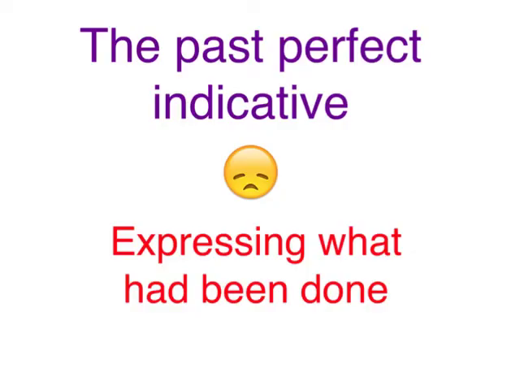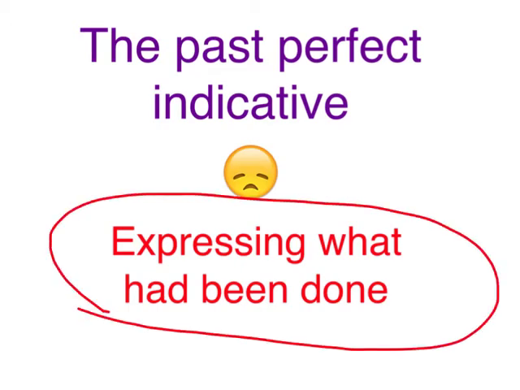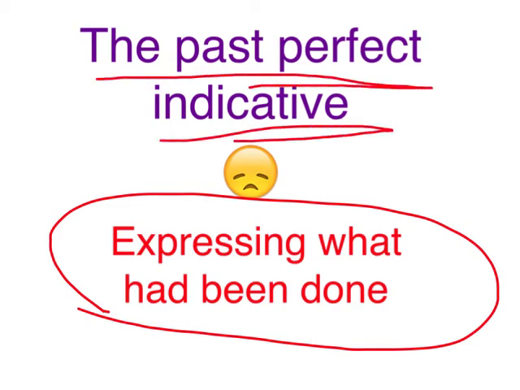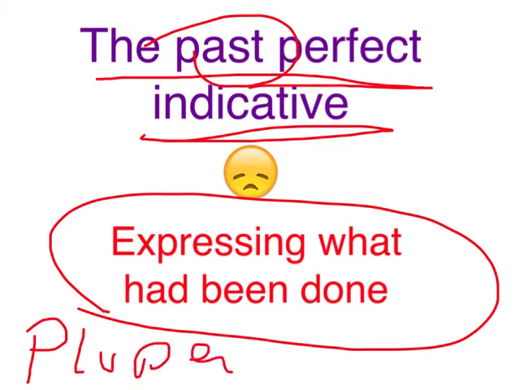And so this is what our lesson is about, expressing what had been done before another past action. This is called the past perfect indicative. Some books call it the pluperfect indicative. I like to personally say pluperfect because I like that word plu. But our textbook calls it the past perfect indicative. It's different from the present perfect indicative that you just learned. So let's learn all about the past perfect indicative.